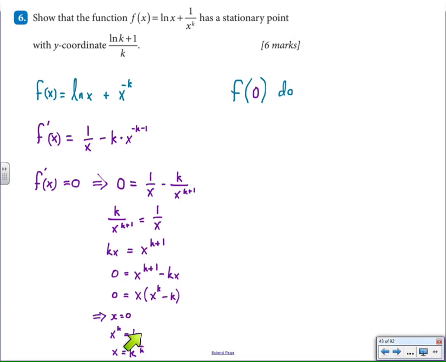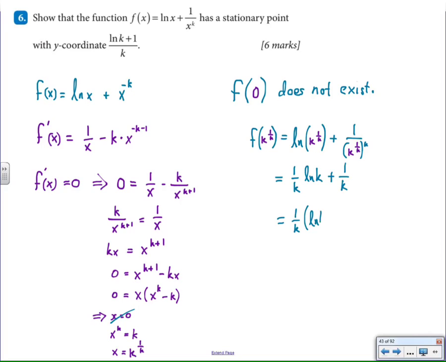Notice I wrote it as k to the 1 over k power. That's the same as the kth root, not the square root or the cube root, but whatever k is. We're going to root that. Now, I actually realized when I look at the original function that we cannot take the natural log of 0. So 0 is not in the domain, f of 0 doesn't exist, therefore it's not a stationary point.